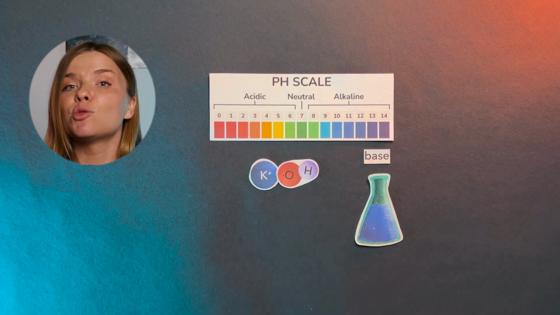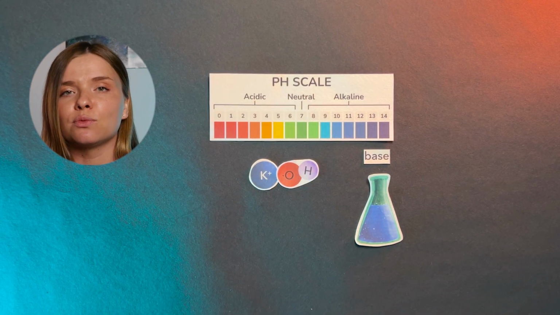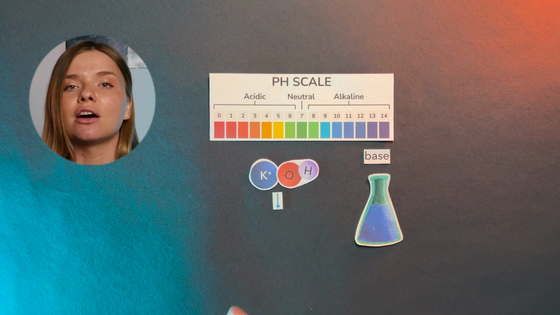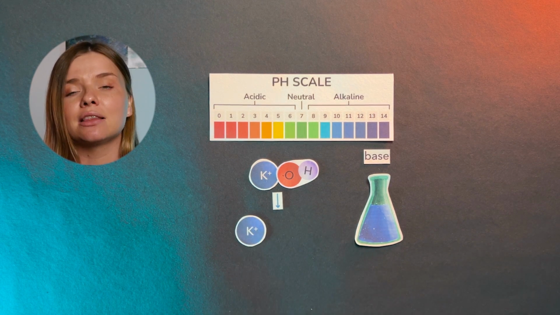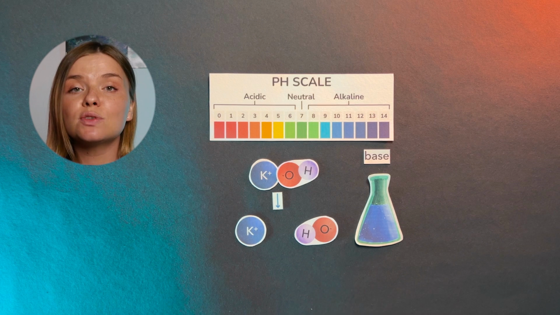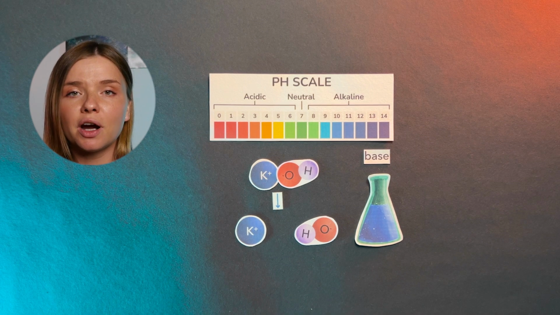For example, potassium hydroxide easily dissolves in water and dissociates into OH- ions and potassium plus ions. Due to the ease of this process, potassium hydroxide is a strong base. When an acid reacts with alkali, they neutralize each other, forming salt and water. So let's look at two examples.